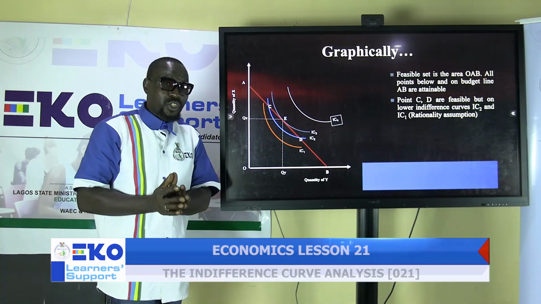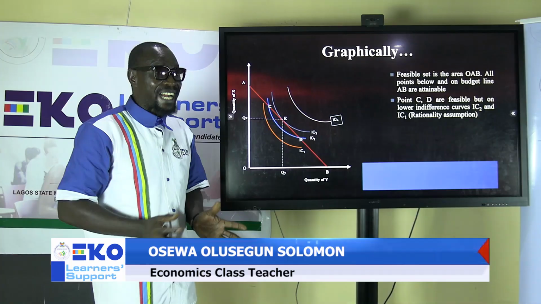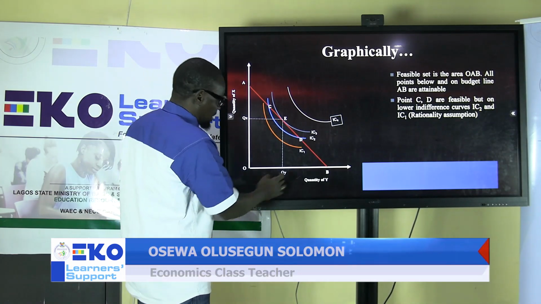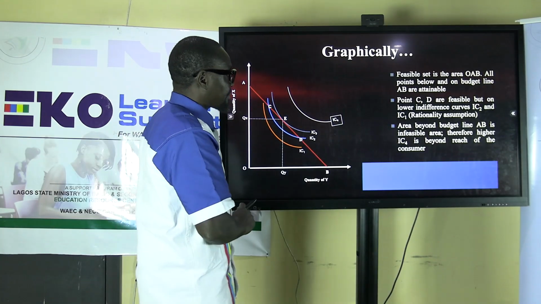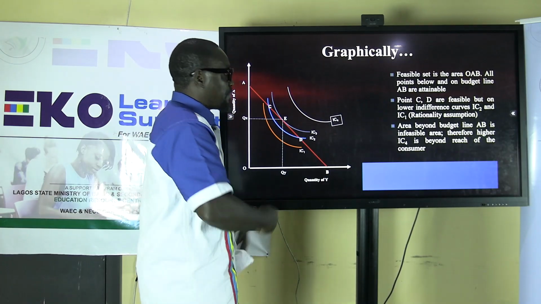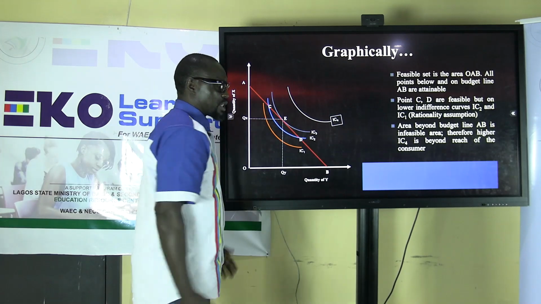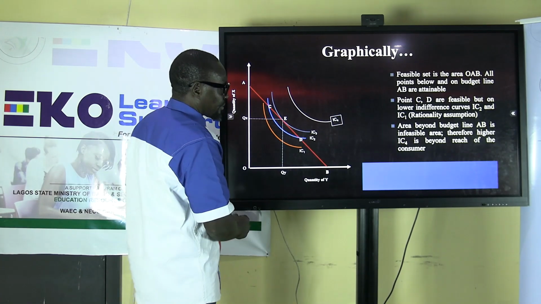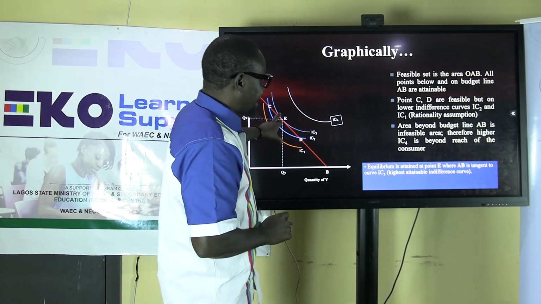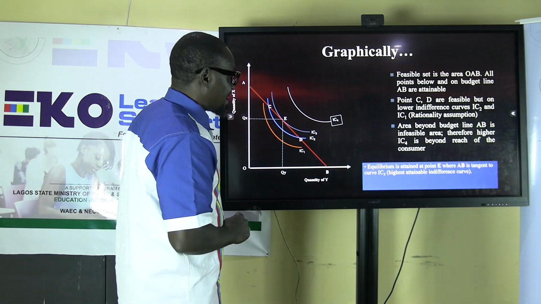He's going to make the best decision for himself that will give him the highest satisfaction possible, or he's going to try to derive as much utility as is possible within his means, and his means now is the budget constraint. Now the area beyond the budget line AB is infeasible. It's not possible because this area is beyond the budget or the income of the consumer. All right? Therefore, we say equilibrium is attained at point E, where AB is tangent to the indifference curve IC3.